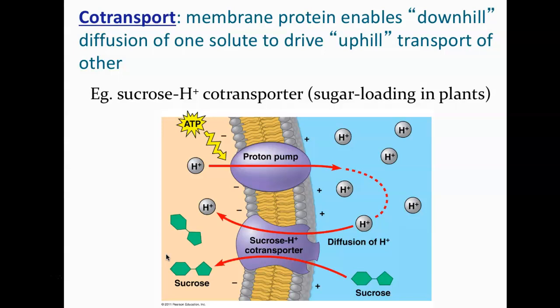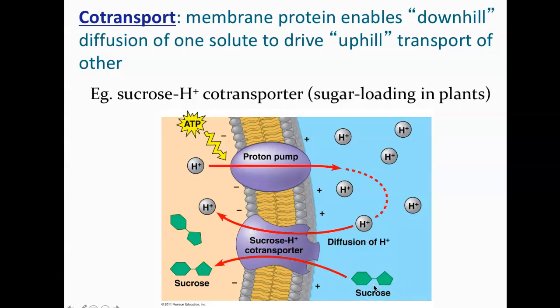So let's just look at this picture here. So pause if you need to write that down because I'm about to explain this picture for you. All right, so this is called the sucrose hydrogen co-transporter. And this is a way that plants will do what's called sugar loading to help them store sugar and whatnot. Sucrose is a carbohydrate, and sucrose is a disaccharide, as you can see in this little picture right here.